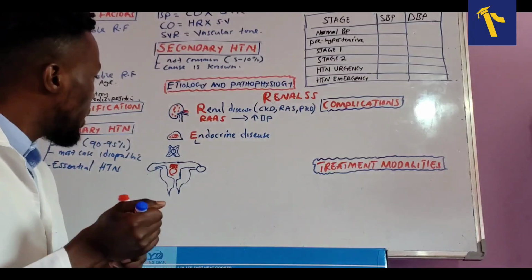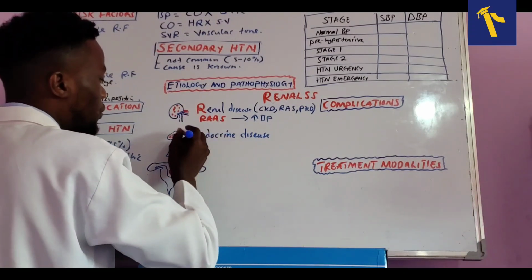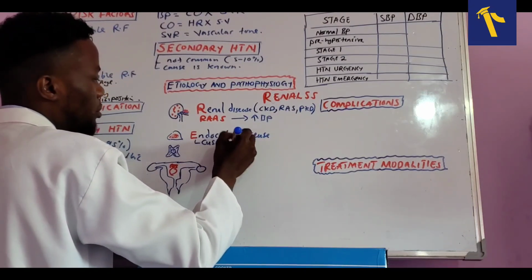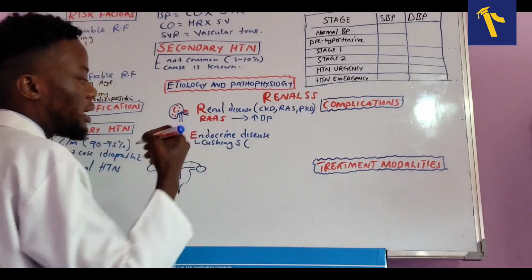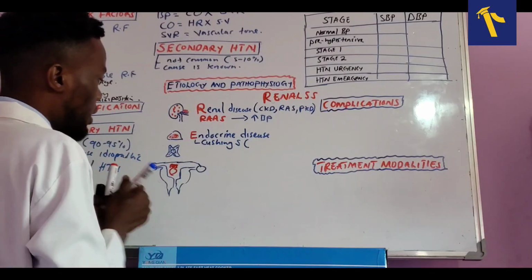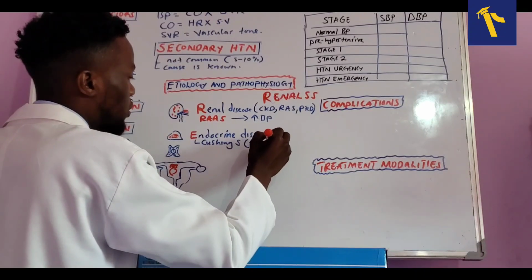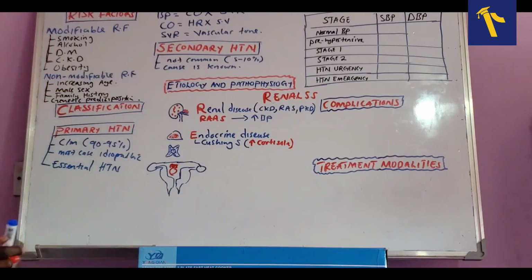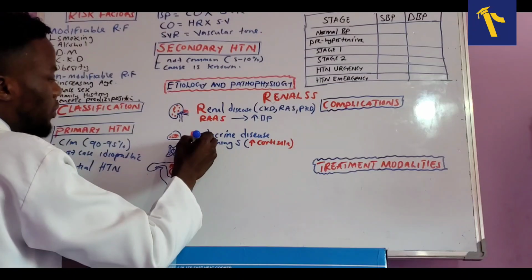We can start with the first condition, which we call Cushing syndrome. Basically, Cushing syndrome is characterized by what? An increase in production of cortisol. So here we're going to say increase in production of what? Cortisol. That's what we call Cushing syndrome.